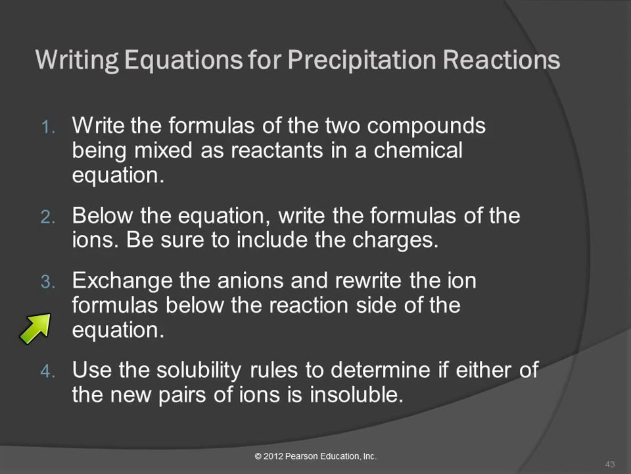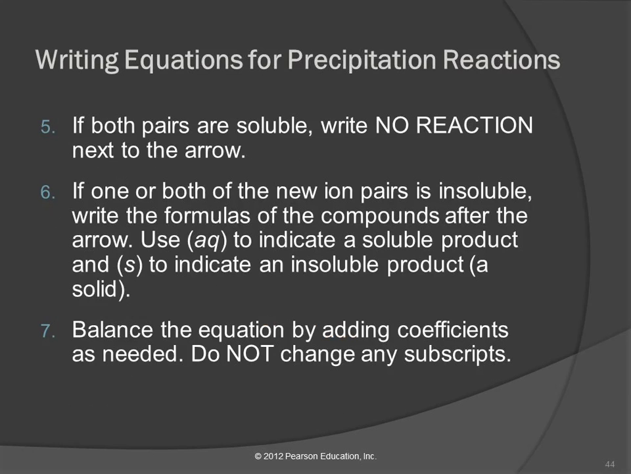That should be the product side. How did I not see that before? Let's fix that. On the product side. And then use the solubility rules to see if you've got an insoluble compound. So let's do, oh, wait, there's more. What if both of them are soluble? Then there's no reaction. And you can write no reaction or even NR next to the arrow, and you're done with it.